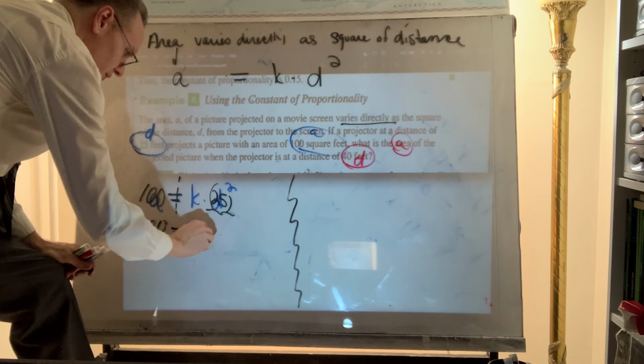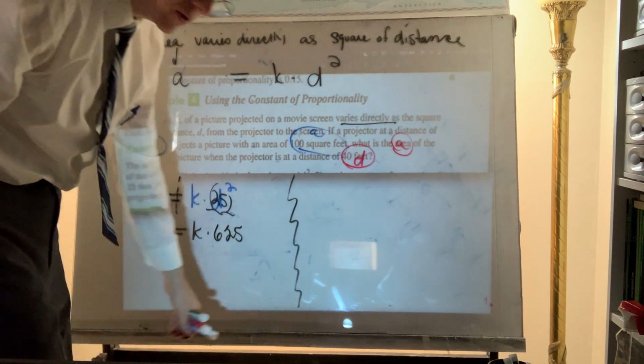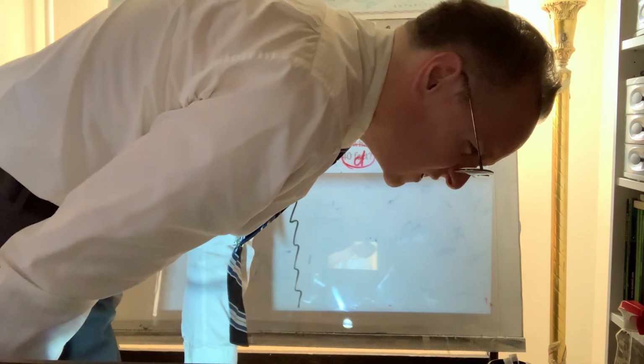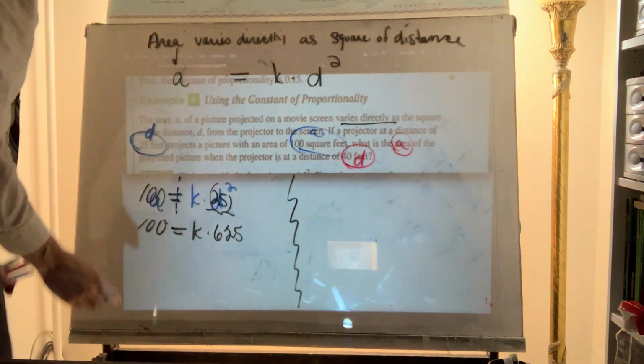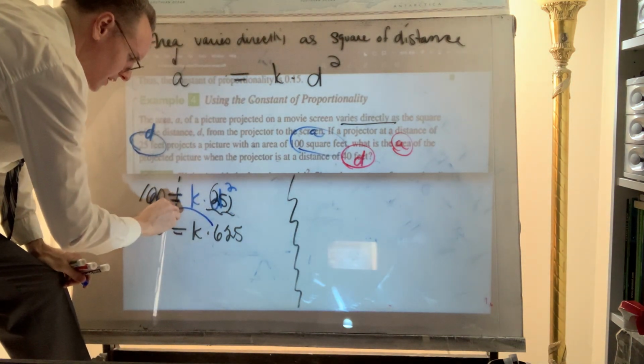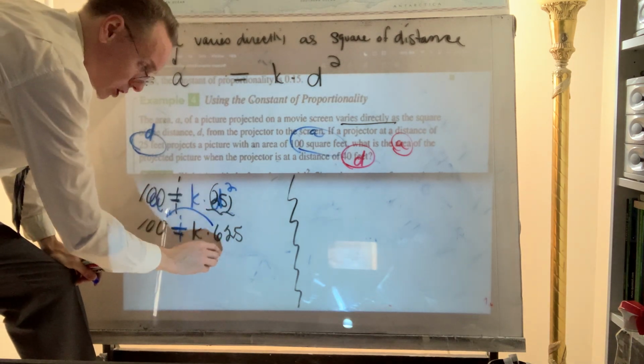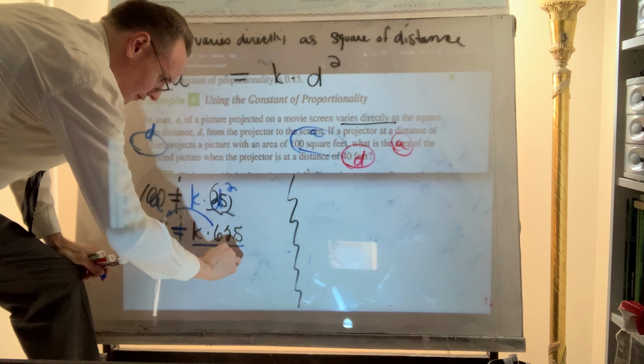And 25 times 25 is 625, I believe. Am I correct? Yes, good. All right, and now I'm going to rearrange this, move this from here to here, over equals, to solve for k. Opposite operation, divide by 625.